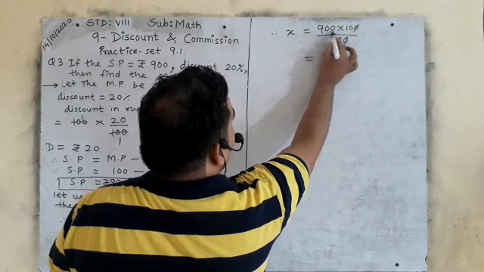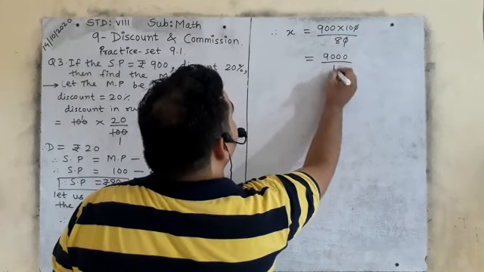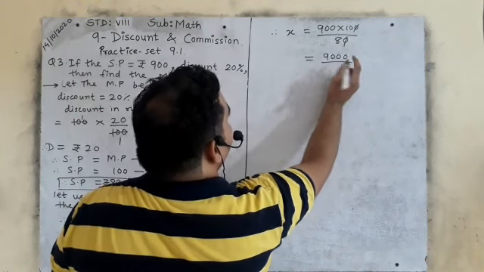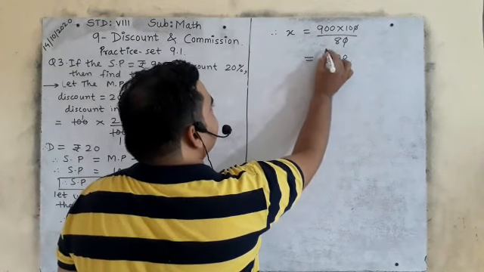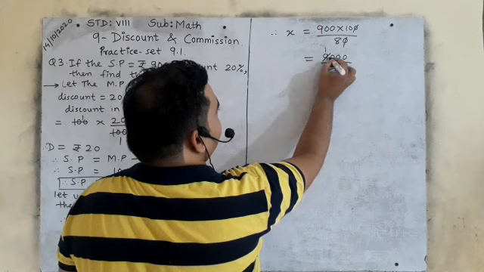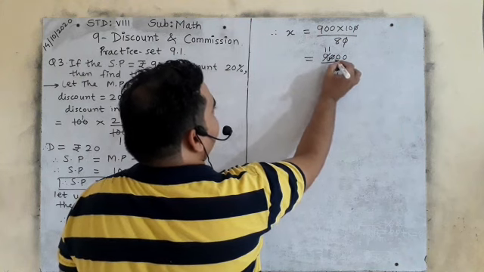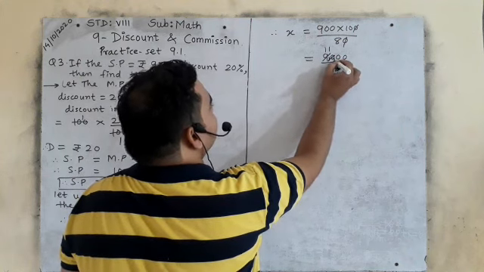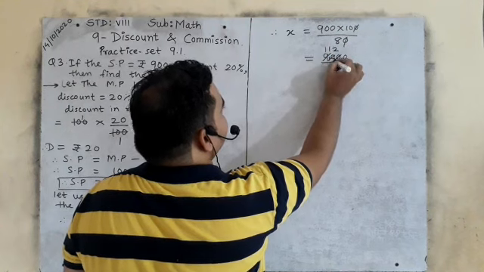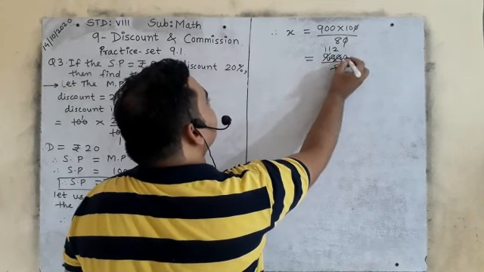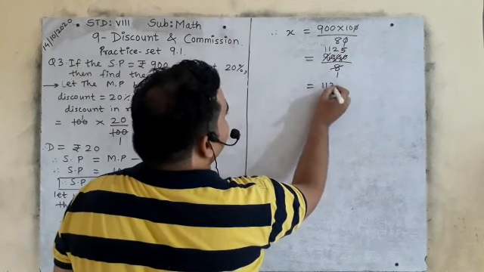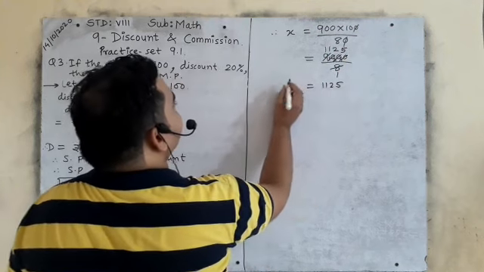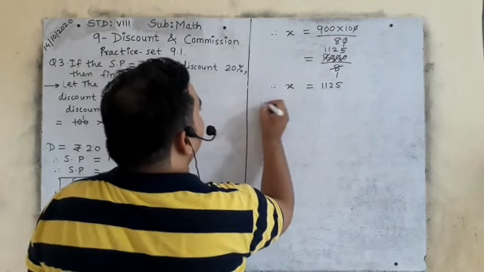9,000. See, this is 900 and this is 10. 9,000 upon 8. So you will divide it. 8 ones are 8. How much remains? 1. 8 ones are 8. How much remains? 2. 8 twos are 16. How much remains? 4. 8 fives are 40. So how many rupees? See, it is 1125, x.